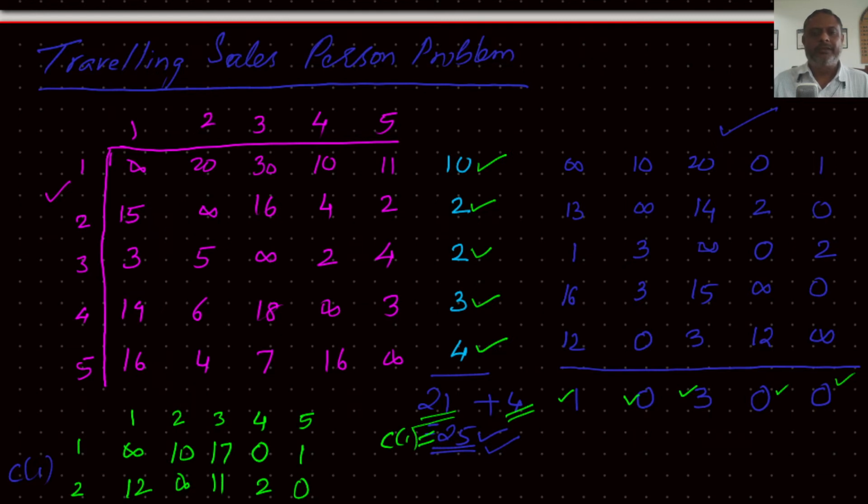So now next thing is to look at 1 to 4, 4 to 2. What would be the situation? 1 to 4, 4 to 2. Yeah, it is here. 1 to 4, 4 to 2.